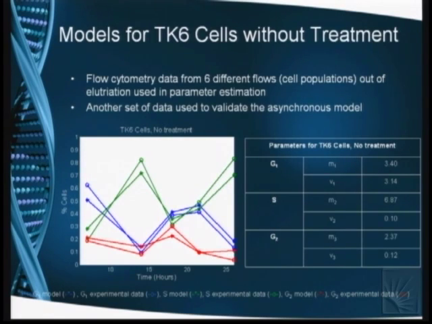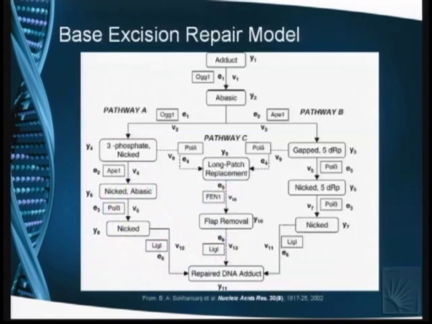And why did we need the control case parameters? Because we're going to use these parameters to generate the initial conditions for the asynchronous model that is going to evaluate the effect of the treatment on these cells. And we're currently working on the low-dose MNNG treatment on these TK6 cells and its effect on cell cycle.